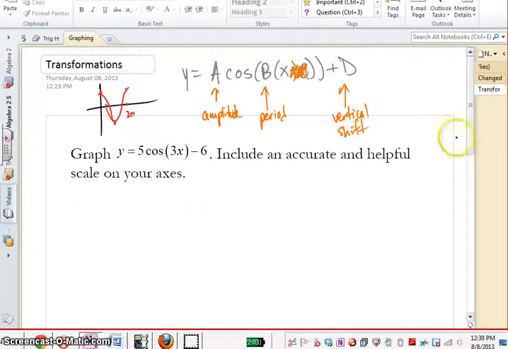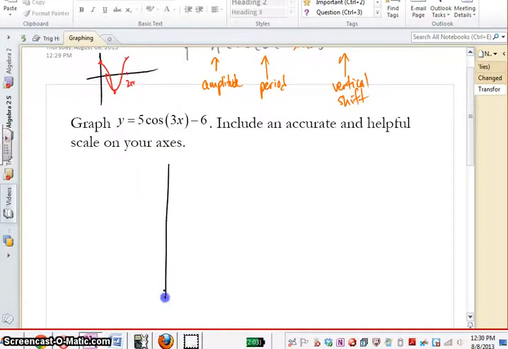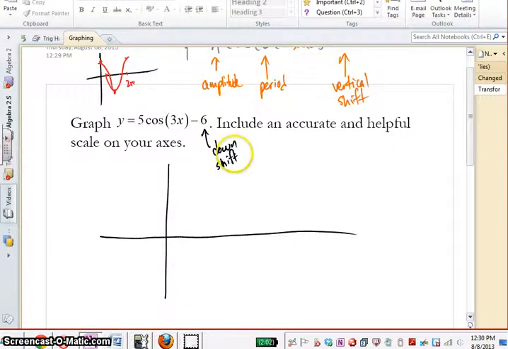So, first things first, let's make our axes and think about some of the information we're given. I like to start with the vertical shift to have an idea of where I'm going to be sketching out my picture. This -6 tells me I'm shifting down 6 spaces. So shifting down, that's where the axis of the wave is going to be, at a value of -6.